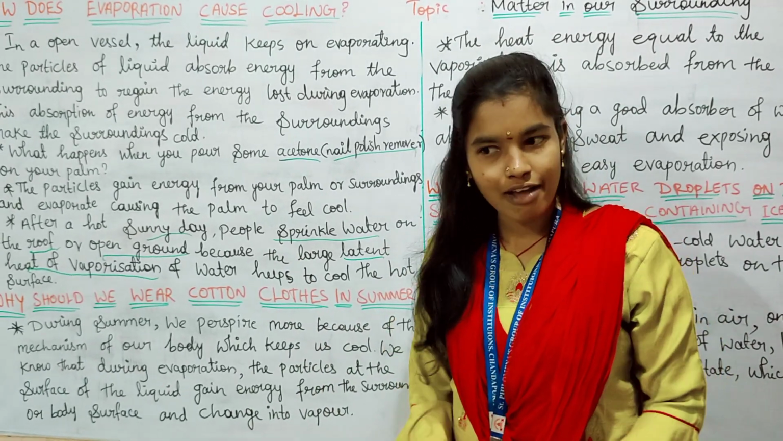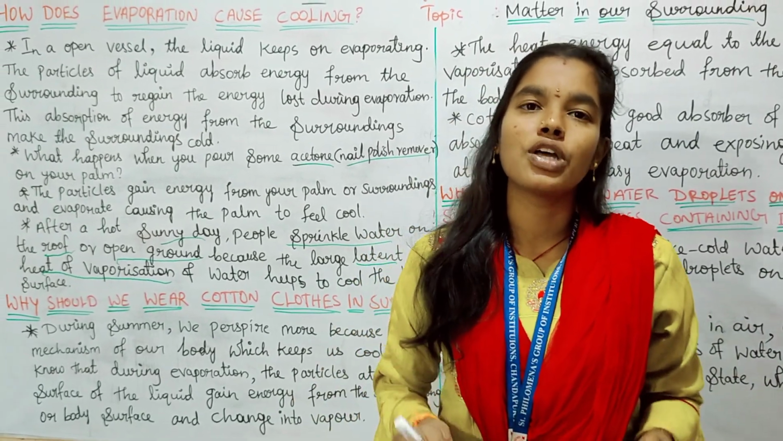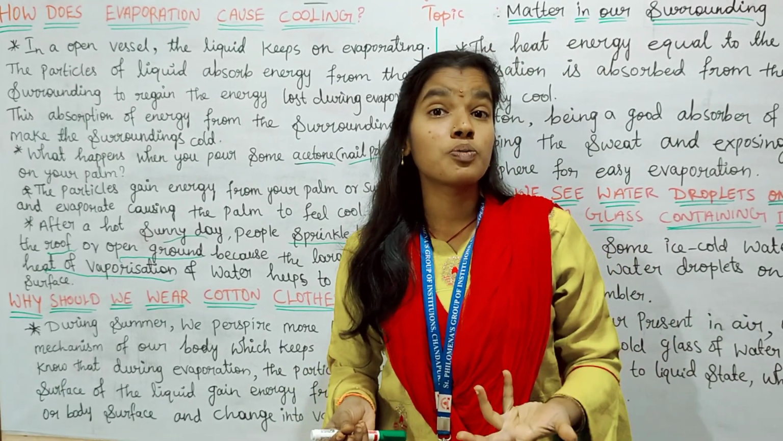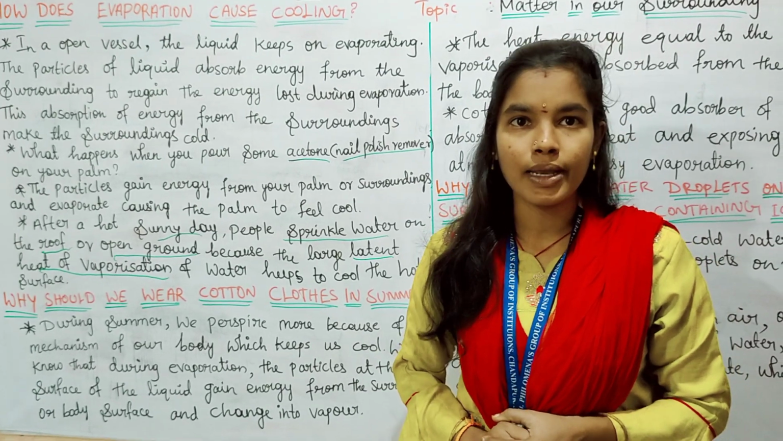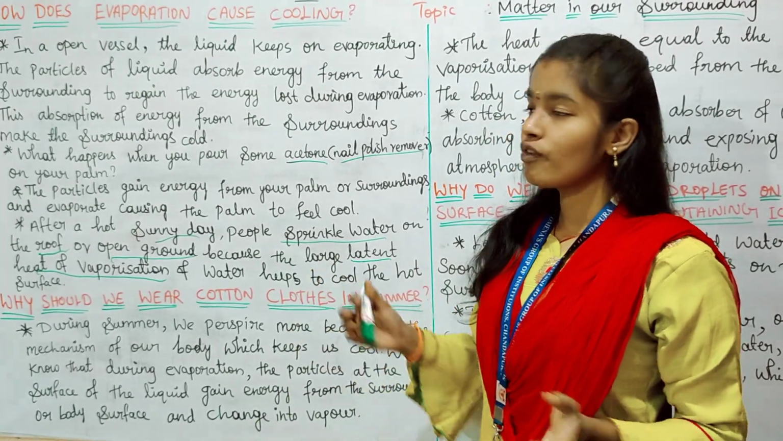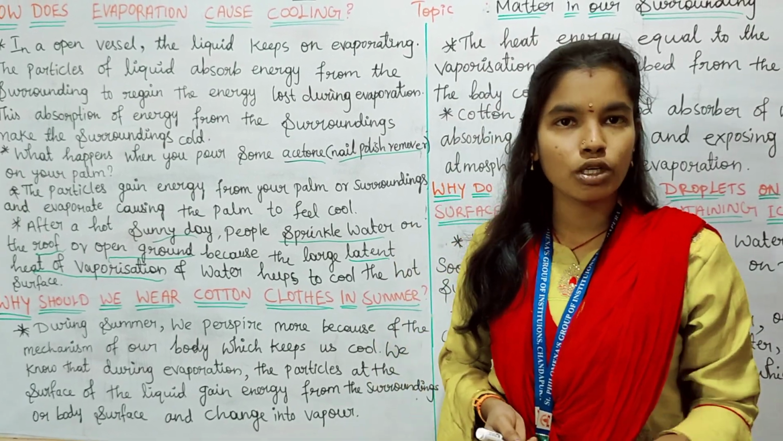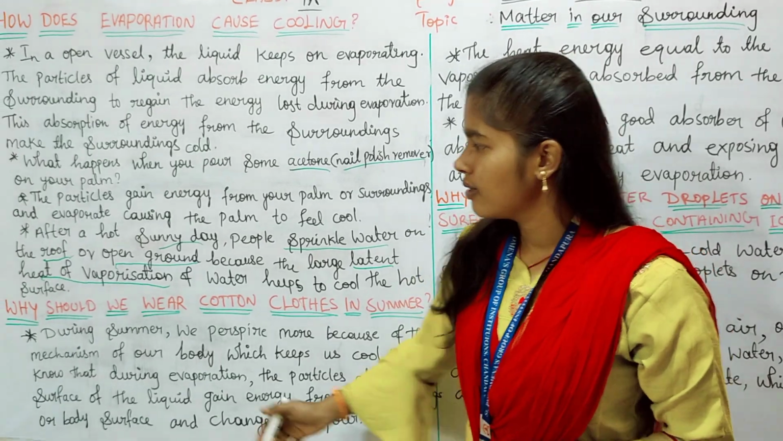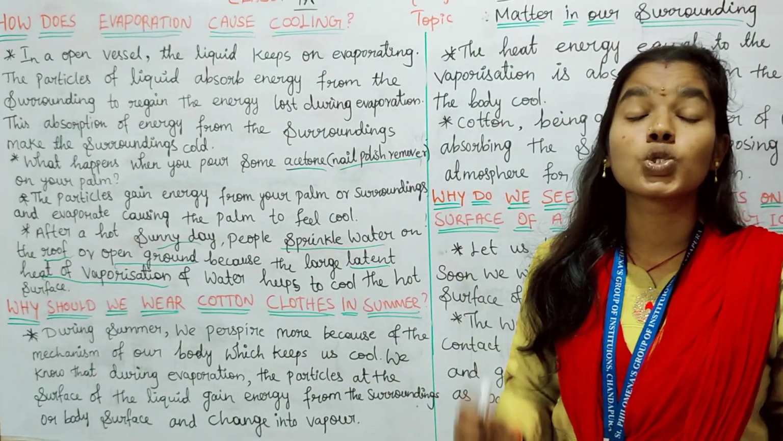Already we have learnt that latent heat of vaporization is the heat energy required to change liquid to gas at atmospheric pressure at its boiling point. So when we sprinkle water on a hot sunny day on a rooftop or open ground, it is because we have to make the surface cool. And why should we wear cotton clothes in summer?